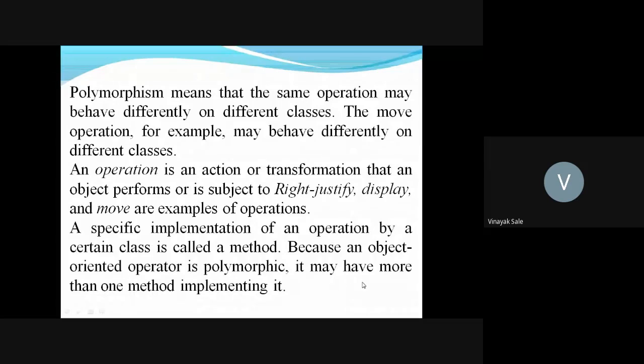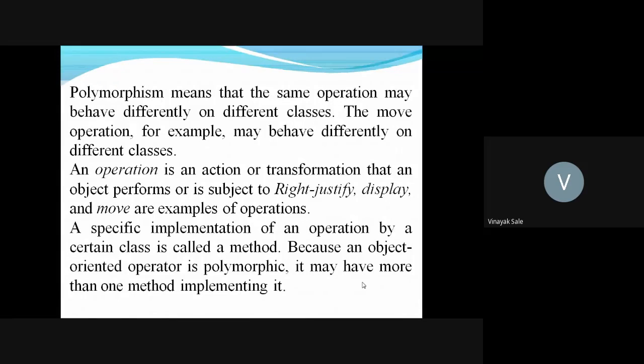So the second is polymorphism. Polymorphism means the same operation may behave differently on different classes. The move operation, for example, may behave differently on different classes. An operation is an action or transformation that an object performs or is subject to. Write, justify, display, or move are examples of operations.